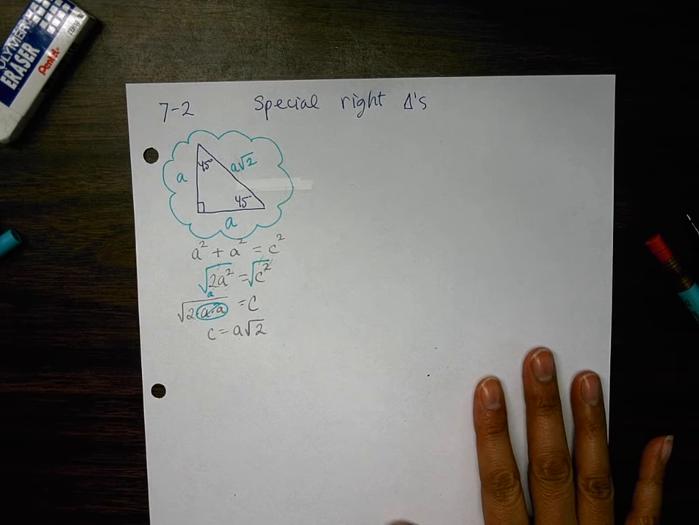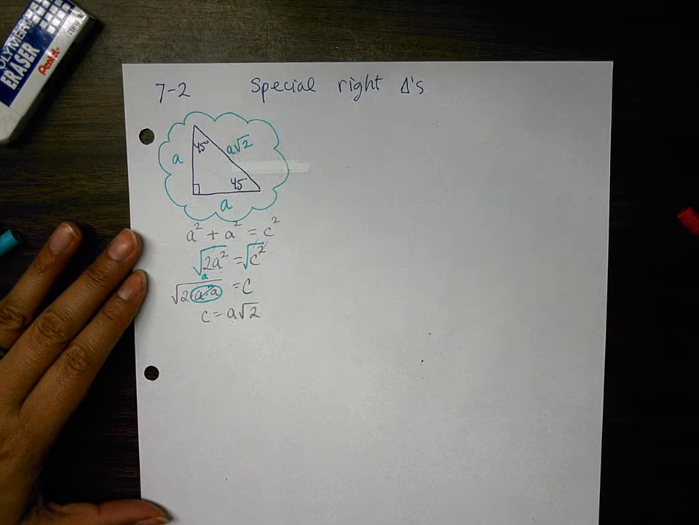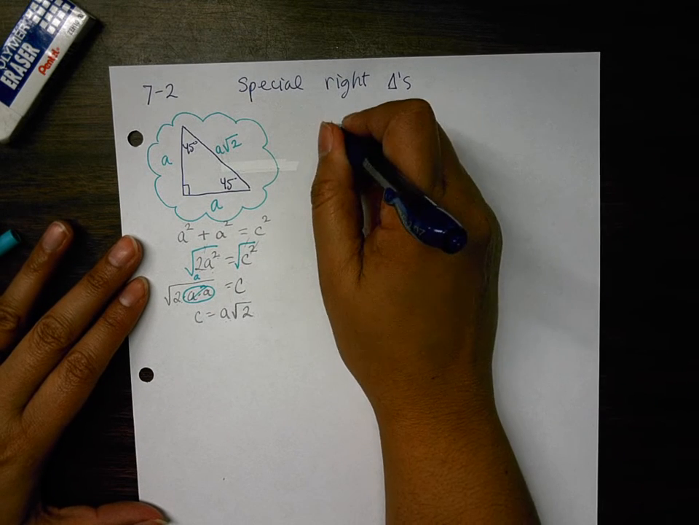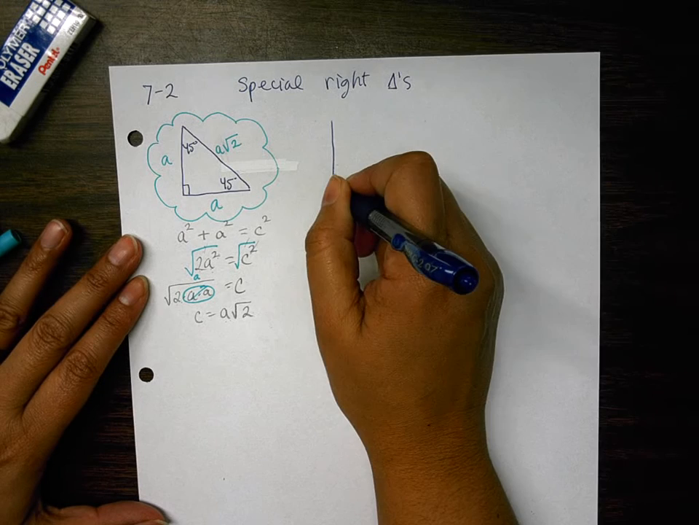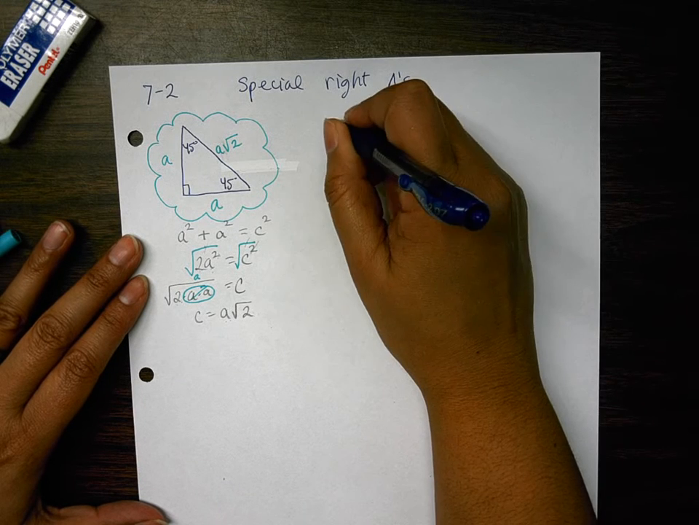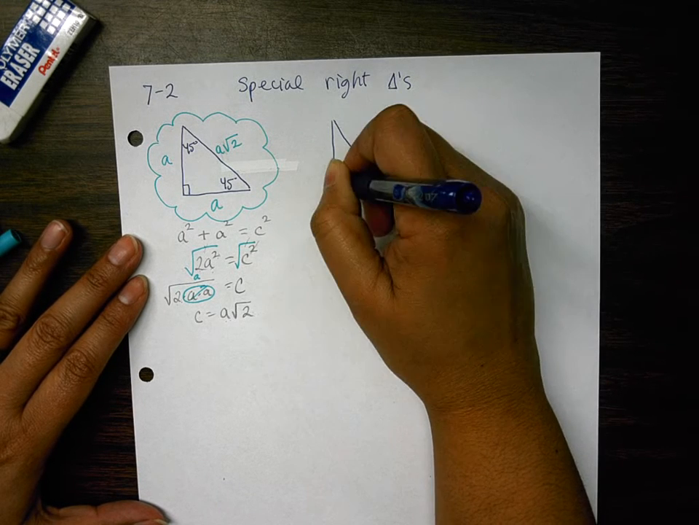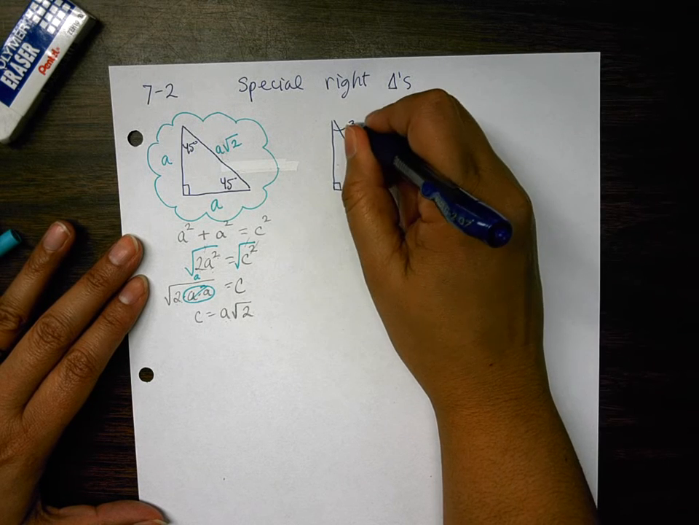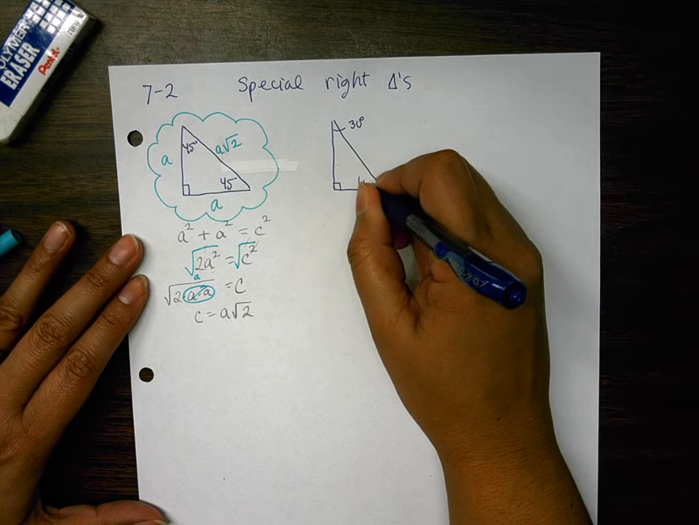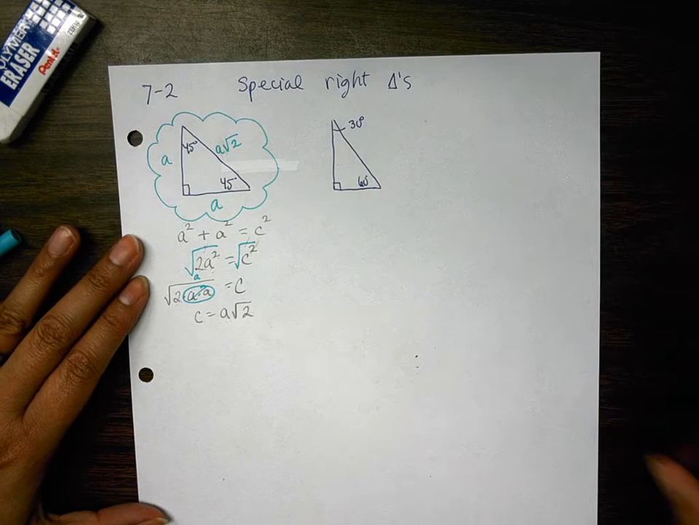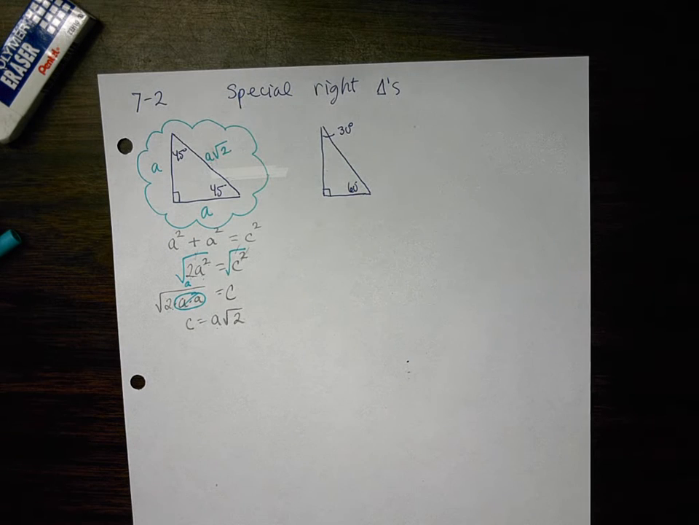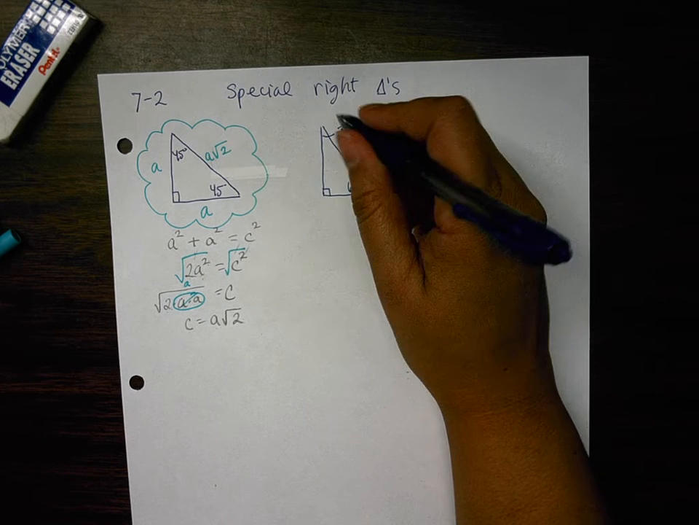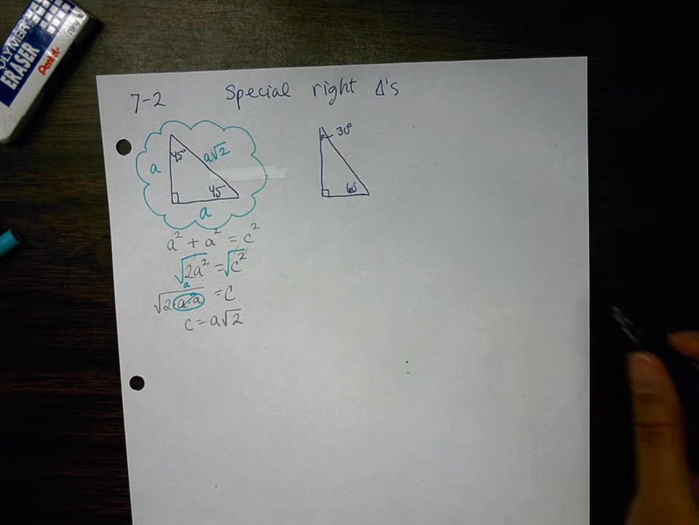Guys, gentlemen. Okay, next special right triangle is a 30, 60, 90. Please stop the talking. Okay.